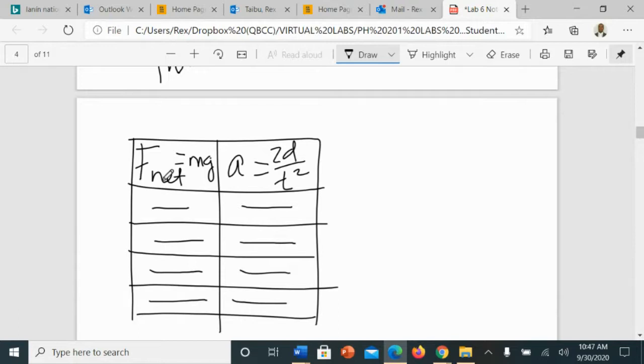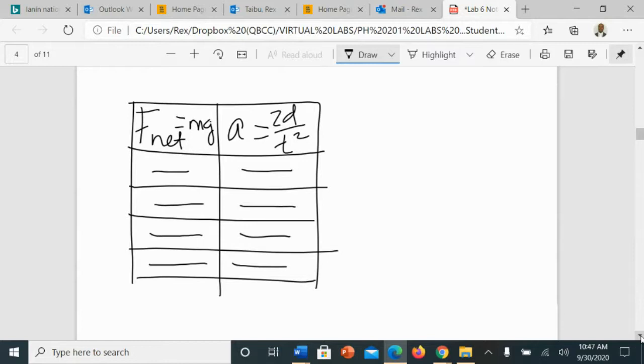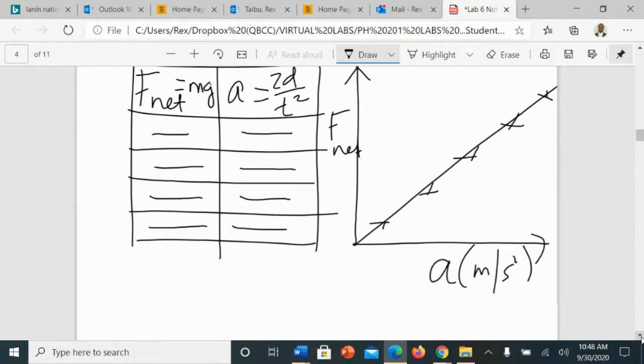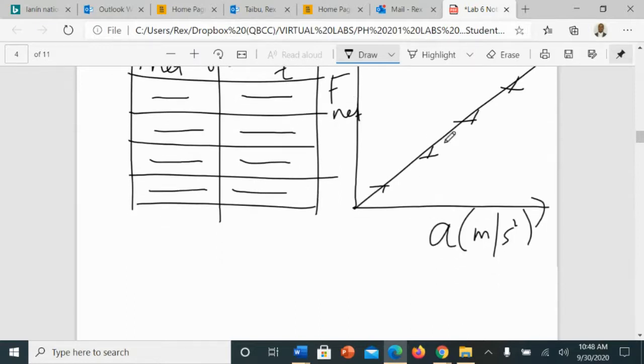So I have data of force versus acceleration, and I might want to plot a graph to see if the graph tells me something. Let me put acceleration here, meters per second squared, and then net force here. And then the kind of graph that I'm going to end up with will tell me something. So let's assume it's a straight line. If the graph is a straight line, it tells me that indeed net force is directly proportional to acceleration.